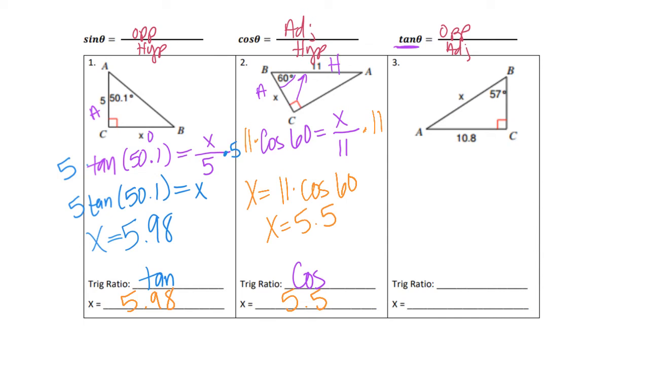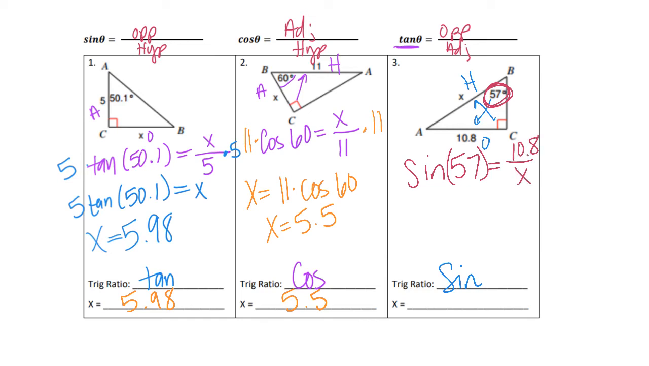All right, and last but not least, let's look at number 3. So with number 3, we have the opposite and we have the hypotenuse. So opposite and hypotenuse means I'm going to use sine. So if I'm going to use sine, I'm going to set this up. Sine of 57. And remember, this sine or cosine or tangent always has to use this number inside the triangle. It always has to be a degree. So sine of 57 equals opposite over hypotenuse.